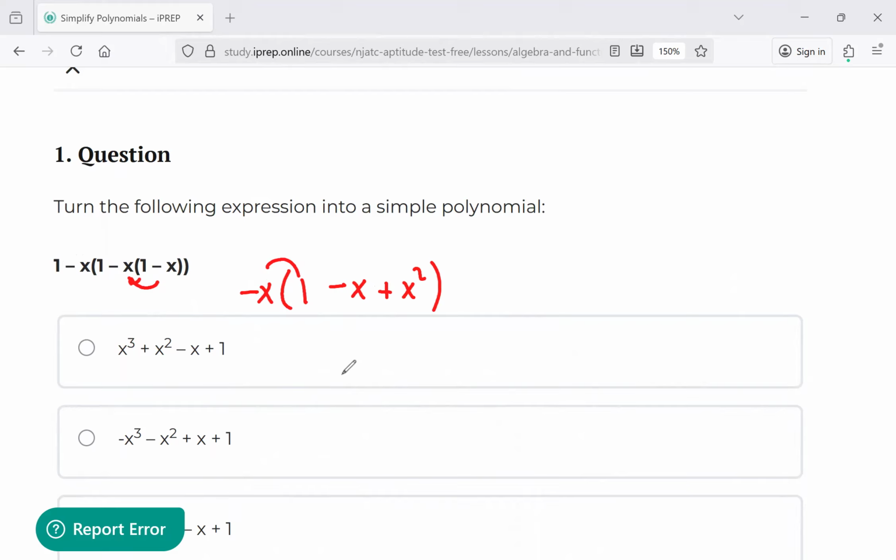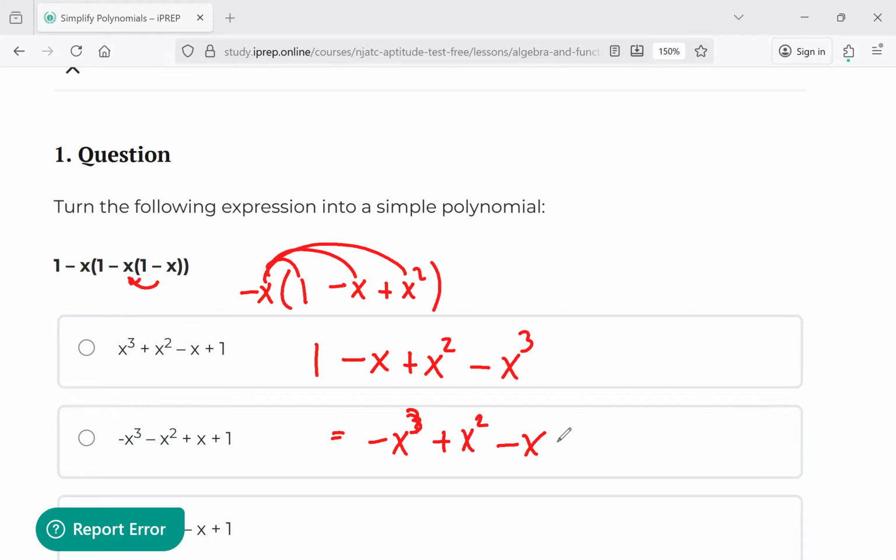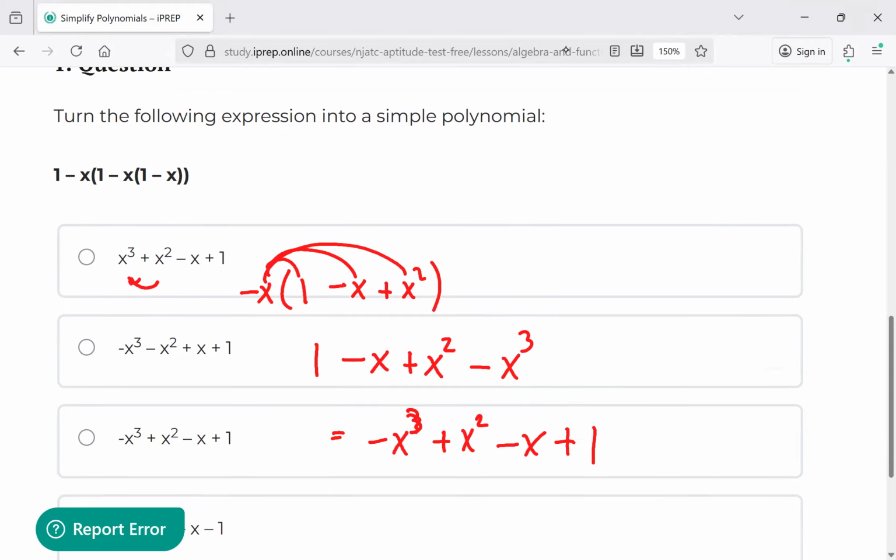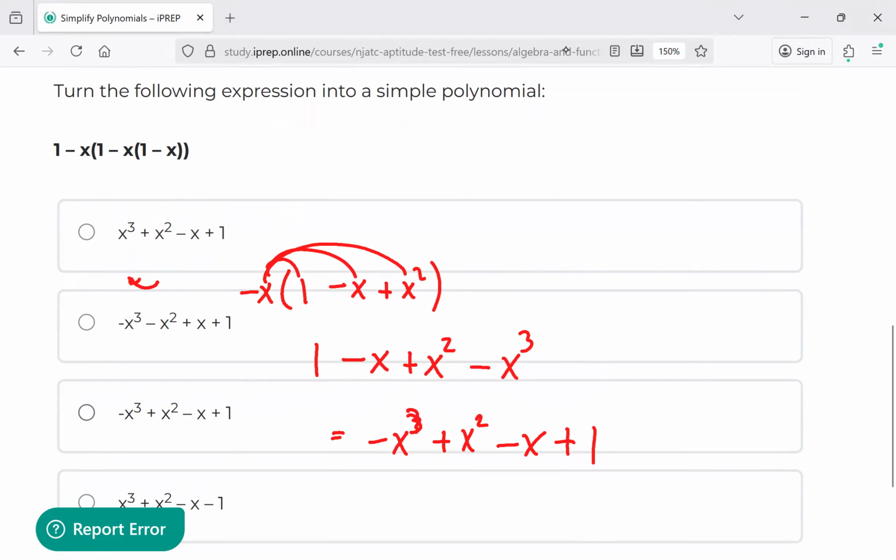So negative x times 1 is negative x. Negative x times negative x is positive x squared. Negative x times x squared is negative x cubed. And then you have a 1. Now collect like terms. Okay, so now we have a negative x cubed plus an x squared minus x plus 1. There we go. Third one. Negative x cubed plus x squared, negative x plus 1.